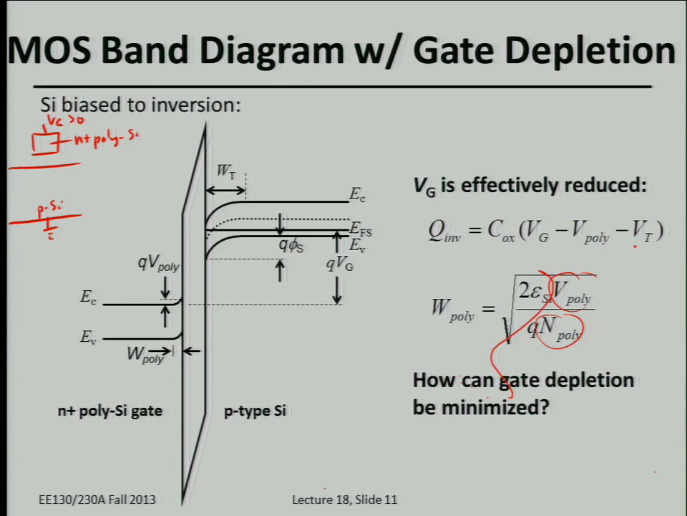So the question is, how can you minimize this gate depletion effect? There are 3 ways. Let's see if you can come up with at least a couple of them. Ah, very good. Heavy doping. You can heavily dope the gate, but there are practical limits to that. I think it's actually used in manufacturing. We researched this in the last decade.